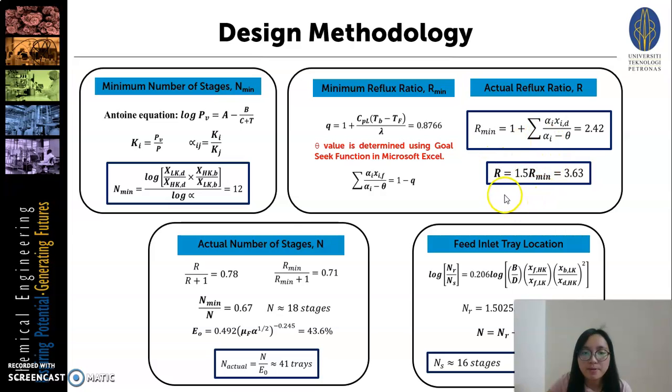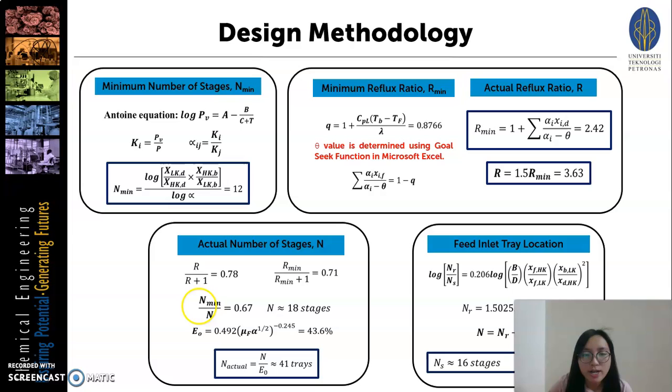With the minimum reflux ratio, the actual reflux ratio is calculated by assuming it to be 1.5 times the minimum reflux ratio. The actual reflux ratio is 3.63. Next, the actual number of stages can be determined using the ratio of the minimum number of stages to the actual number of stages, determined through the Gilliland-Eckert relationship. The actual number of stages calculated is 18 stages.